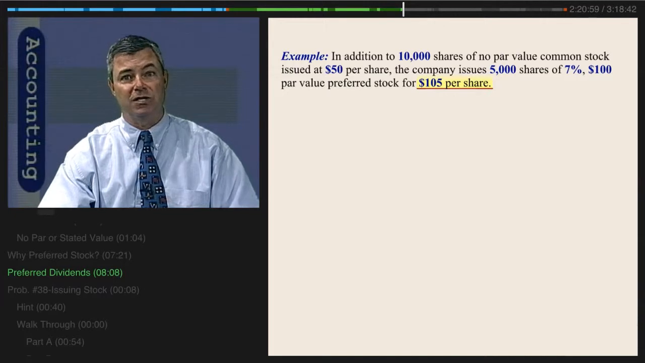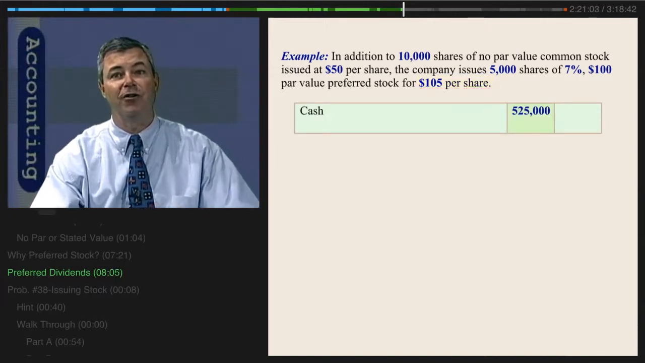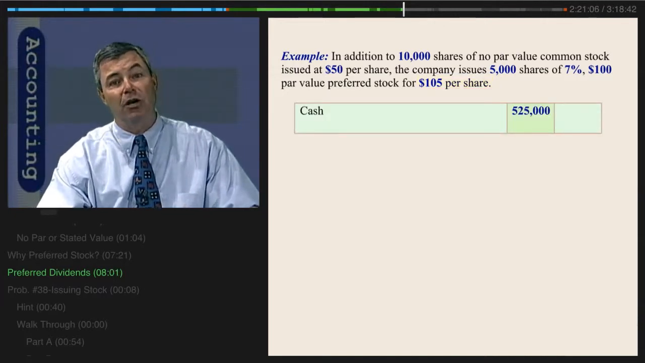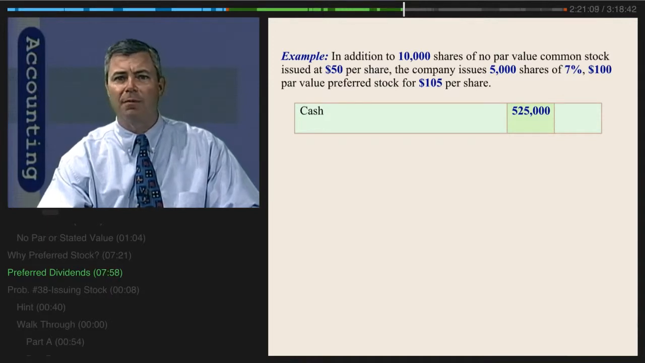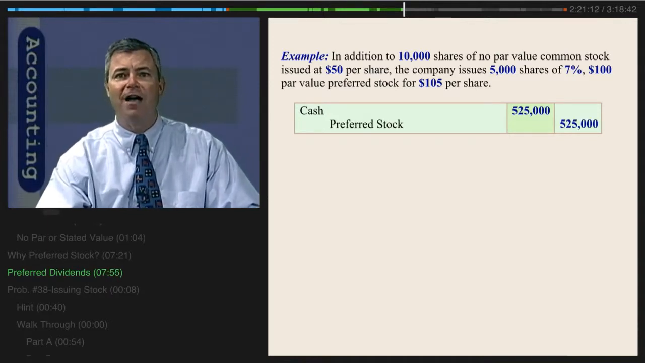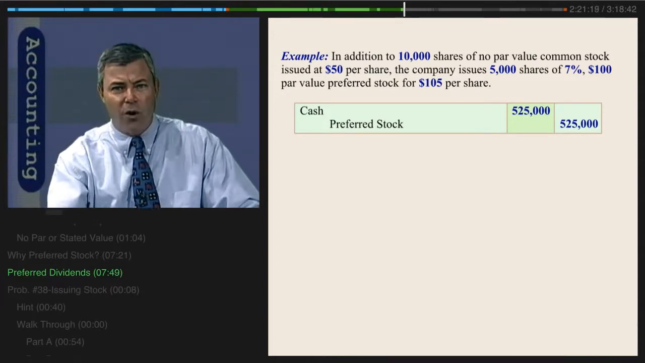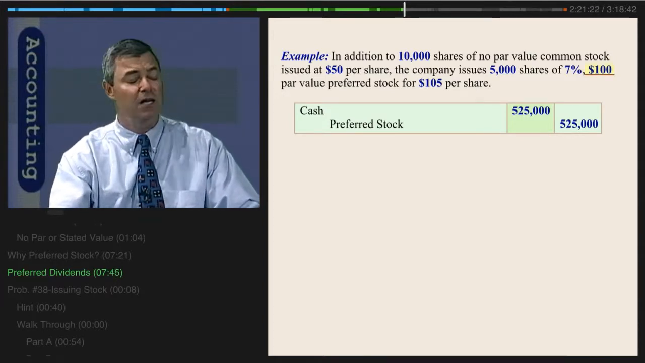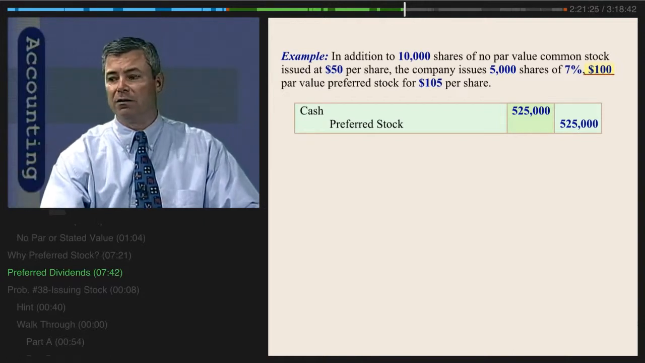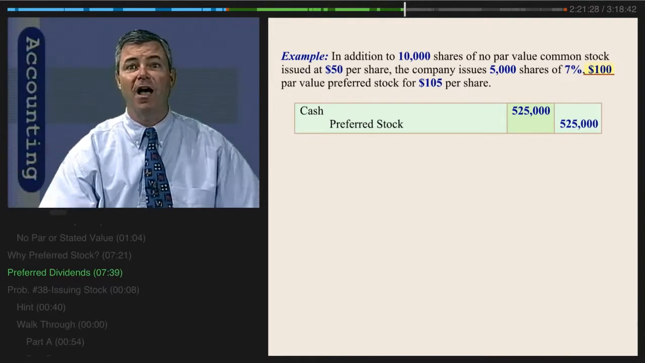So the business will be receiving cash, and in fact we'll debit cash for $525,000, and we'll be crediting owner's equity, not common stock, but in this case preferred stock, for $525,000. The other thing to notice here is this par value. Notice that the par value on this stock is significant. It isn't 1 penny a share or a tenth of a penny per share. I mean, the par value on this stock is significant.